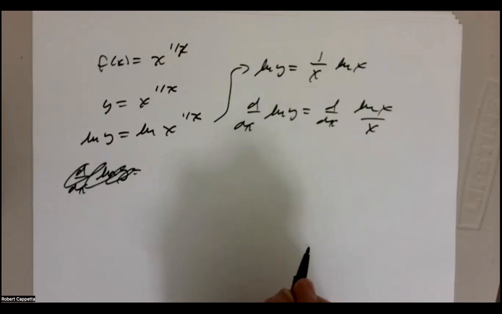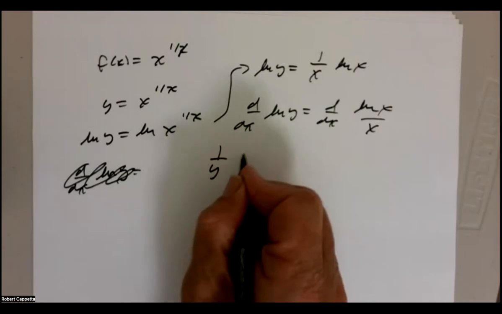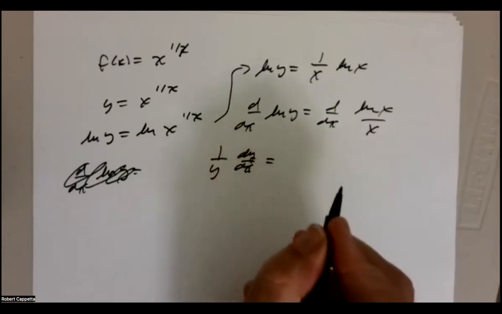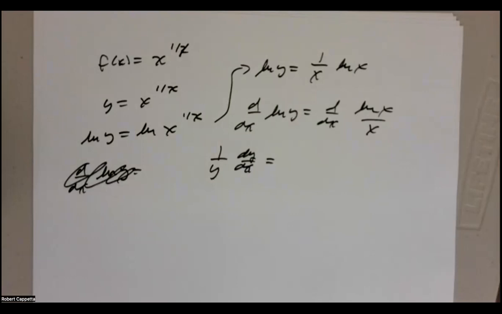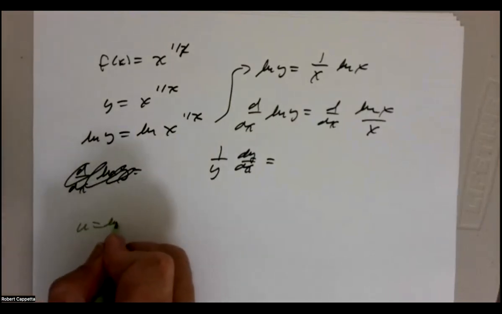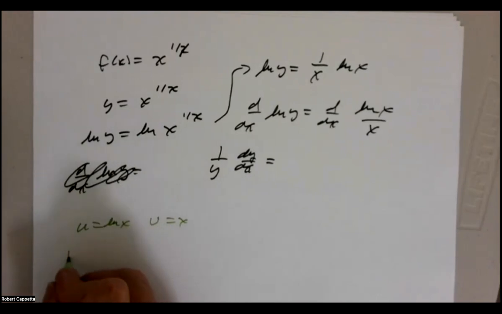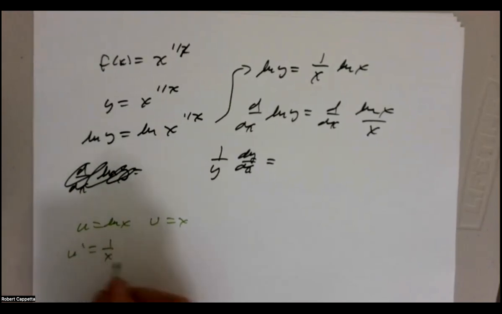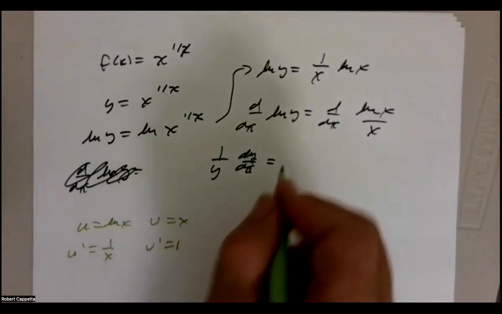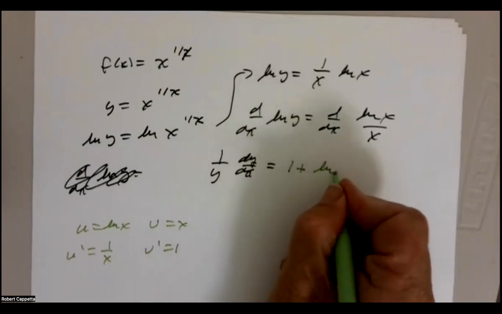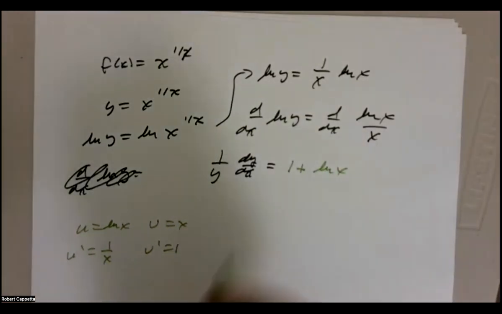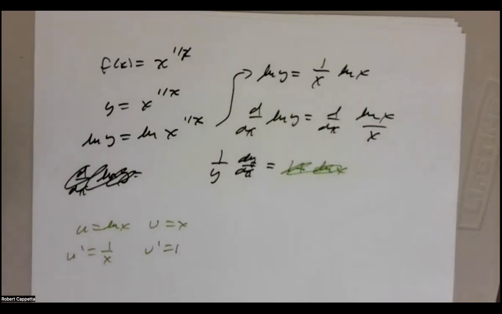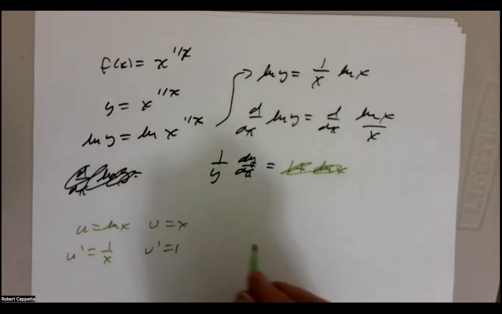Okay. 1 over y dy dx here. I've got to do the quotient rule. So u is log x, v is x. U prime, derivative of log x, is 1 over x, v prime is 1. U prime v, 1 over x times x, plus u v prime, plus log x. Nope, wrong. Okay, I guess I'm getting excited, I'm almost done. Let's try this again. It's u prime v minus u v prime over v squared.